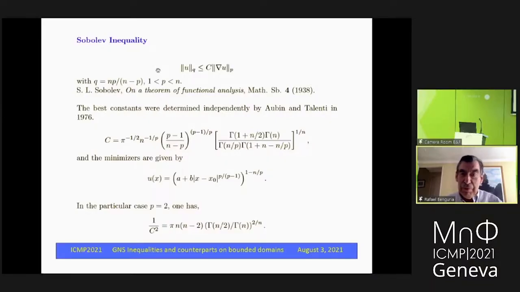And it was published by Sobolev in 1938, and we know a lot about them. We know the optimizers, which are given in this equation here. We know the best constants, etc.